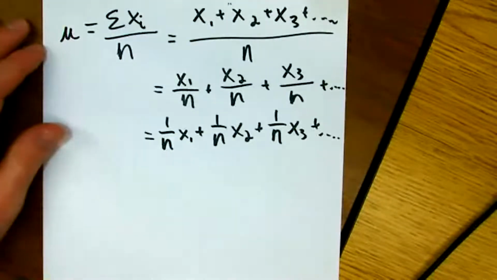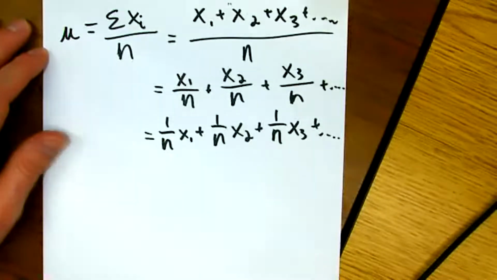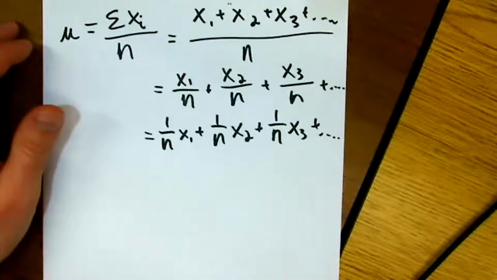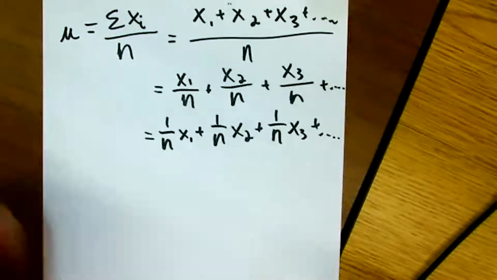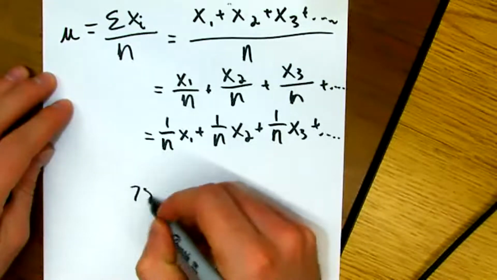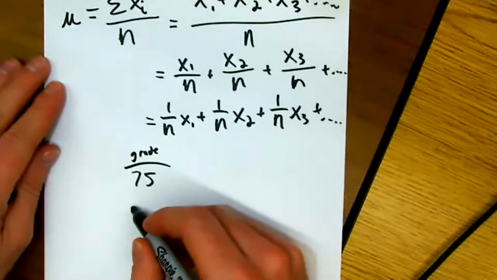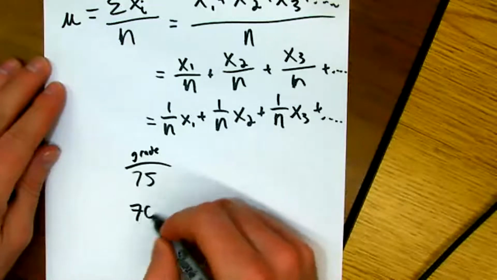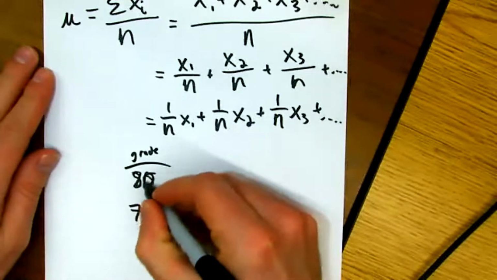Let's go through a slightly different example. Let's say I've got 2 groups, maybe 2 classes, and I'm wondering what the average grade across my classes is. But for each class, I can only see what the average was. Maybe the average in one class was a 75, and the average in the other class was a 70. Well, let's make this interesting.